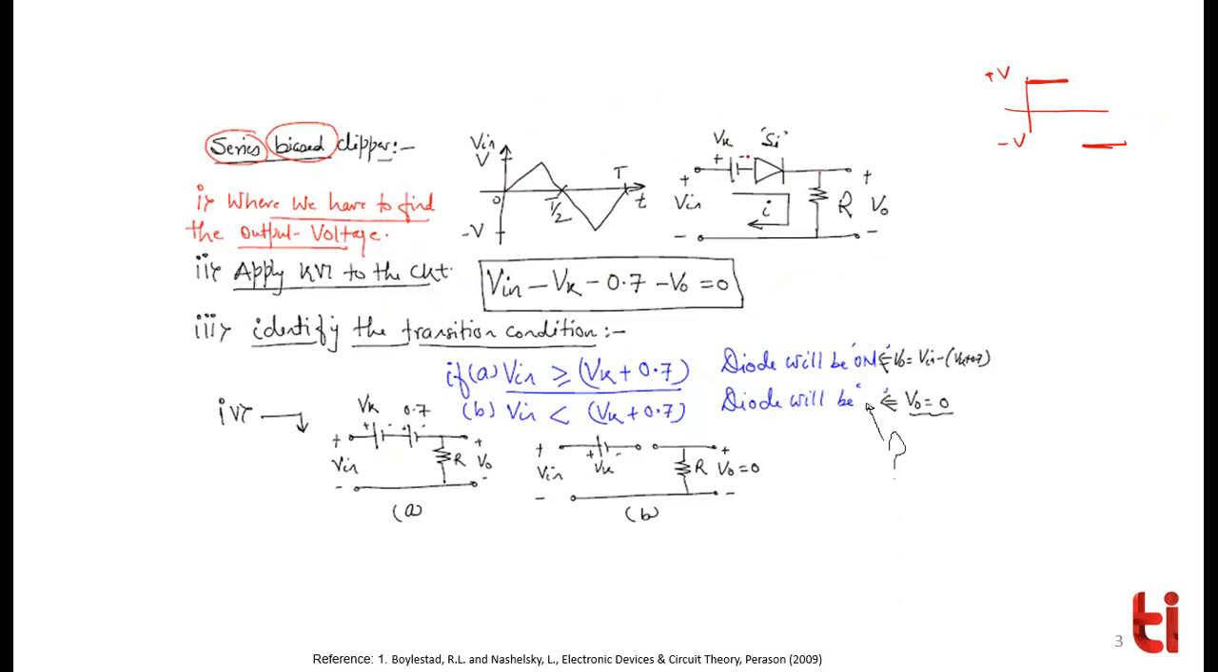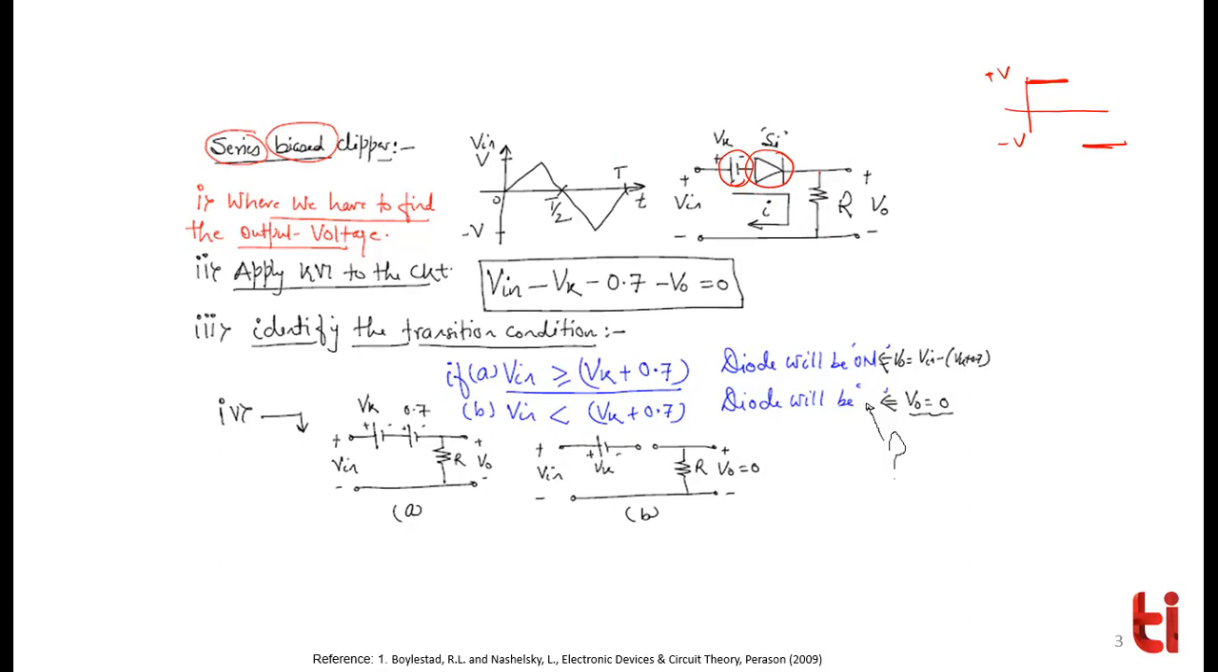Okay, now the first thing is the naming of this clipper. This is a bias clipper because there is a battery. This is a series clipper because this is connected in series with the resistance. What is its negative or its positive, that we will see later. Okay, now how to analyze this?